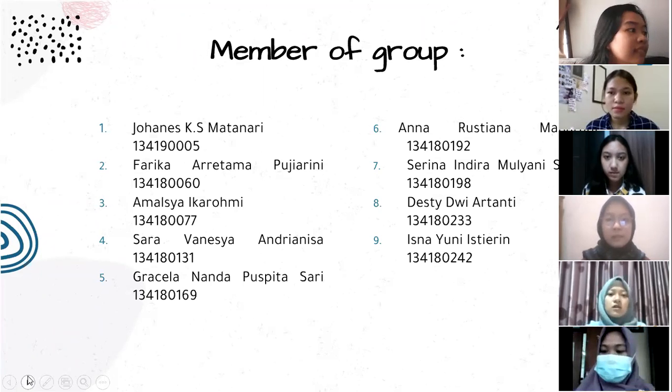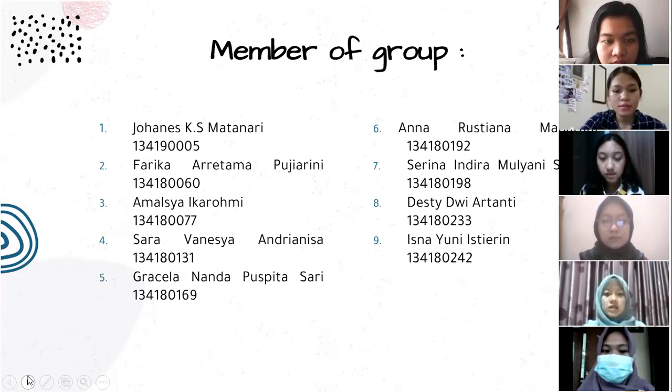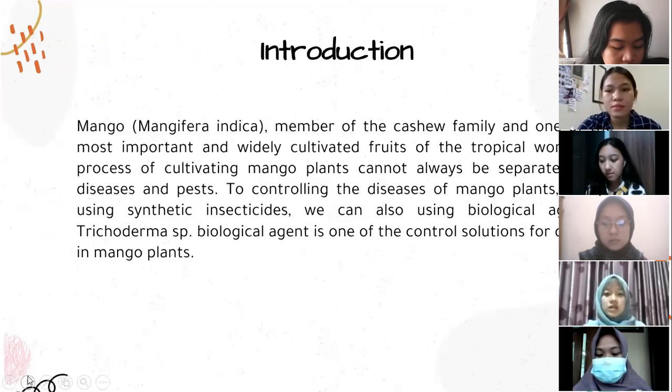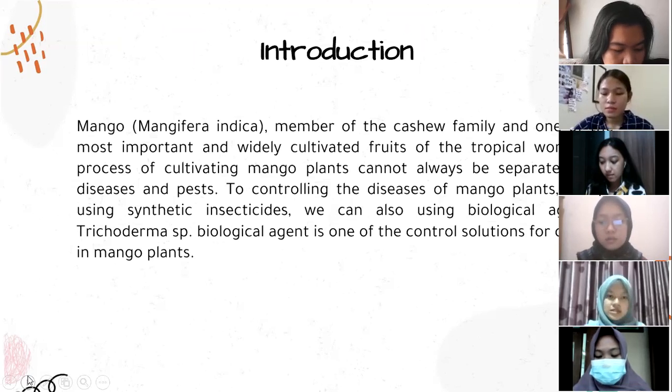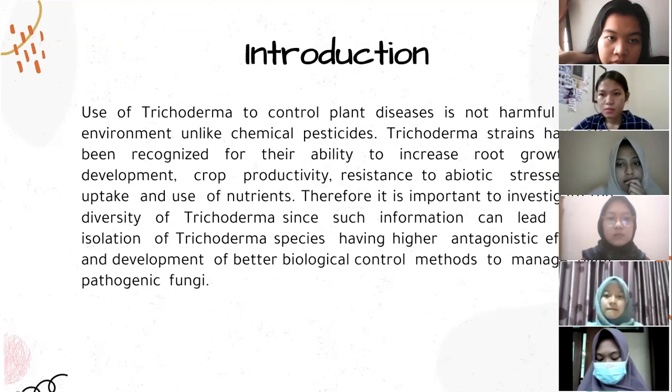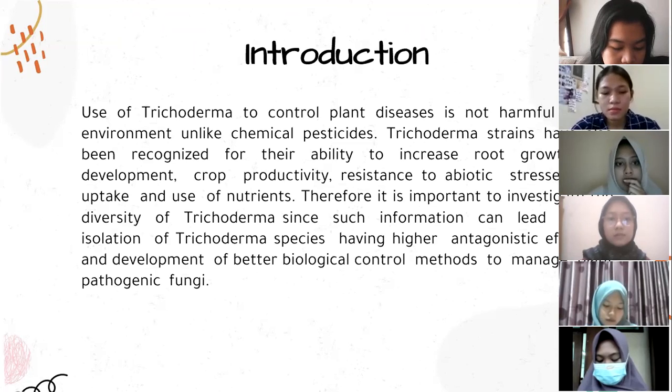First of all, mango is a member of the cashew family and one of the most important and widely cultivated fruits of the tropical world. The process of cultivating mango plants cannot always be separated from disease and pests. To control the diseases of mango plants, besides using synthetic insecticide, we can also use biological agents like Trichoderma sp. Biological agents are one of the control solutions for disease in mango plants. Use of Trichoderma to control plant disease is not harmful to the environment, unlike chemical pesticides.